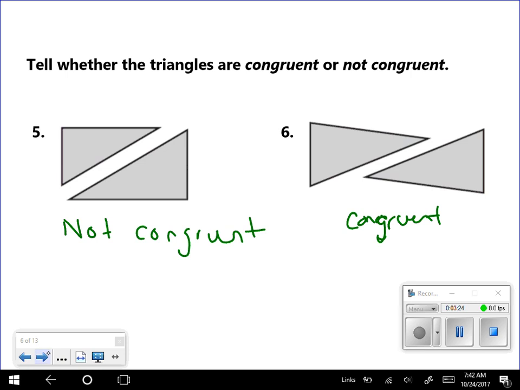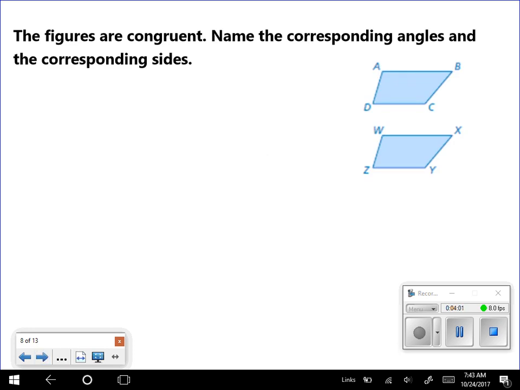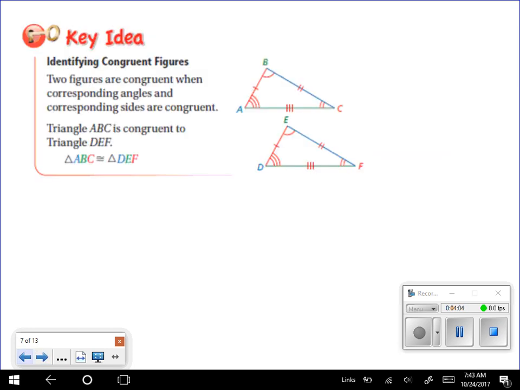Okay, so we're going to focus in on the sides and the angles. If we want to identify congruent figures, we can see that two figures are congruent when corresponding angles and corresponding sides are congruent. So we're going to start determining whether figures are congruent, and then we're going to be listing the angles that are corresponding and the sides that are corresponding. So that obviously takes a little bit more time. So I am going to have you draw these next couple examples and write these out with me. Make sure that you have that one written down there.